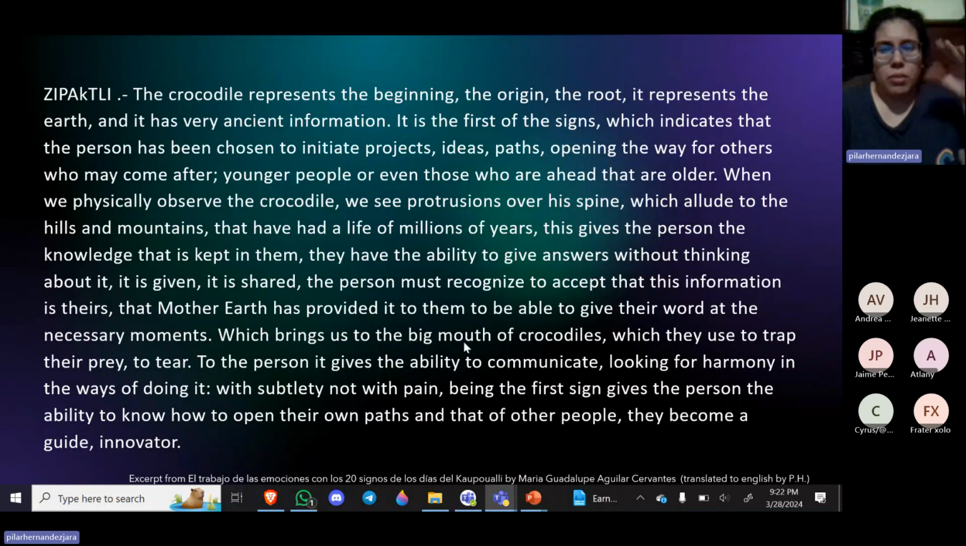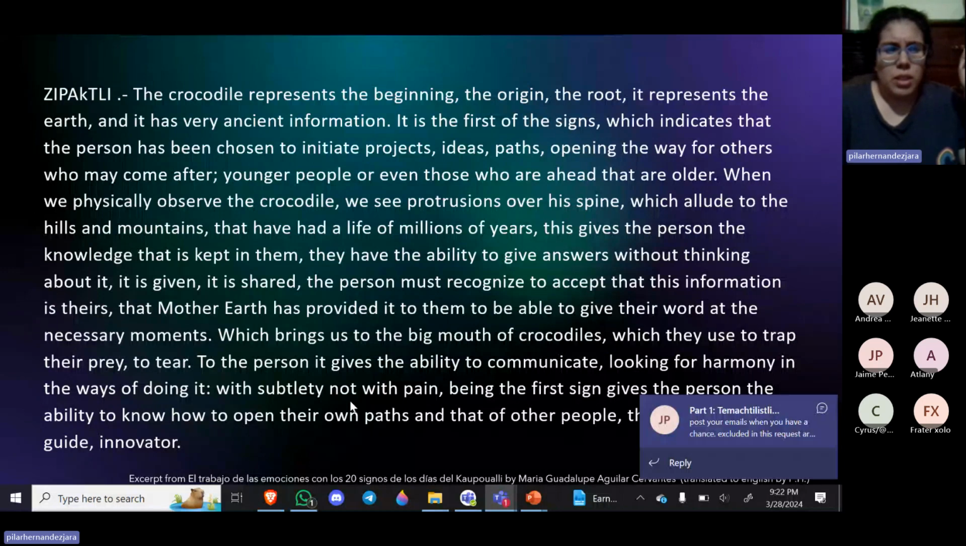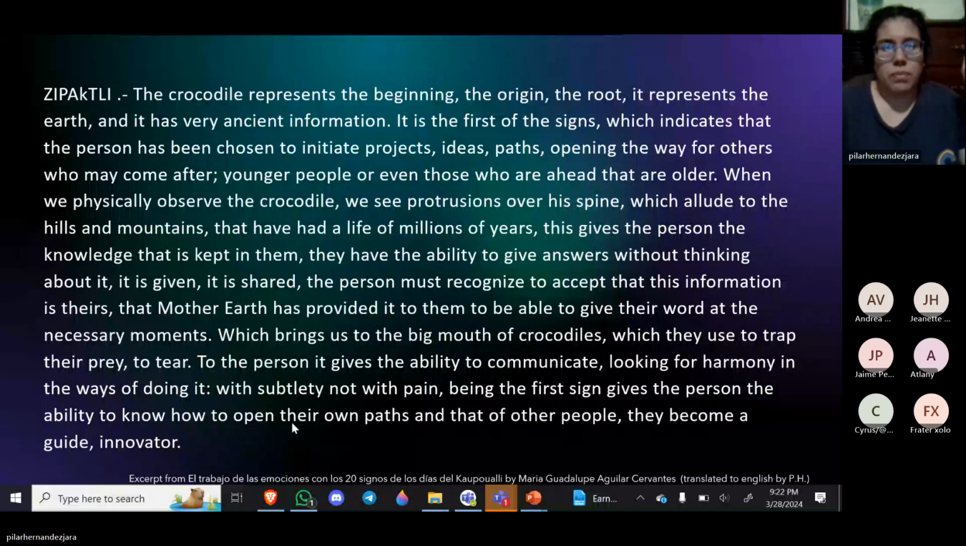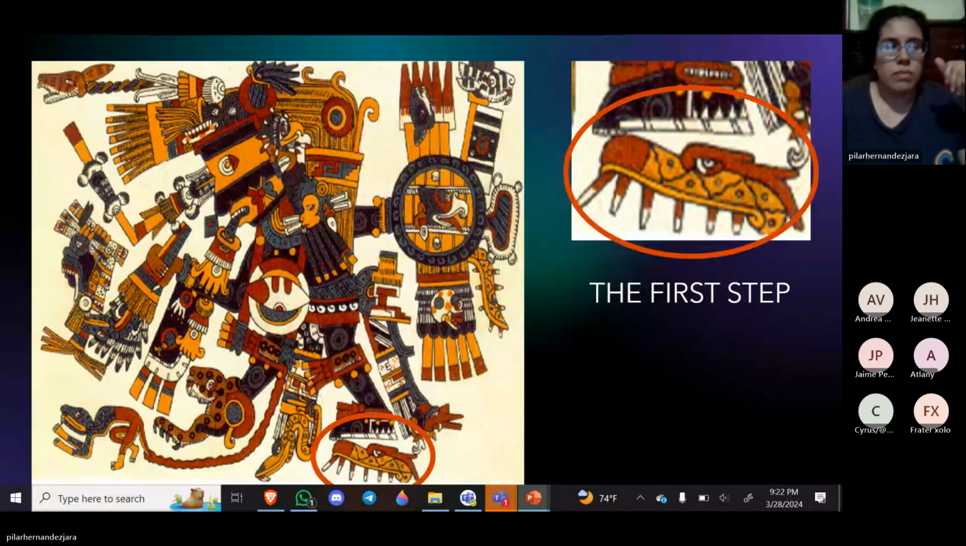Which brings us to the big mouth of the crocodile, which they use to trap their prey to tear. To the person, it gives the ability to communicate, looking for harmony in the way of doing it. With subtlety, not with pain. Being the first sign gives the person the ability to know how to open their own paths and that of other people. They become a guide and an innovator. So a lot of this description is referencing people that are born in the sign, but we carry all of the signs with us. So it's still something that we can all embody, in our journey.